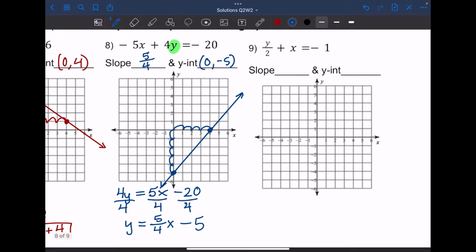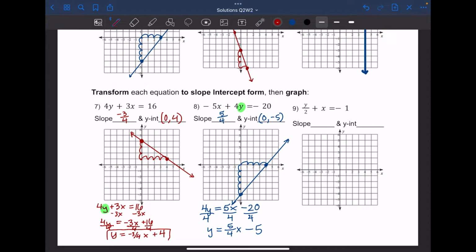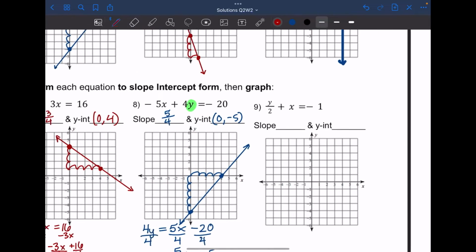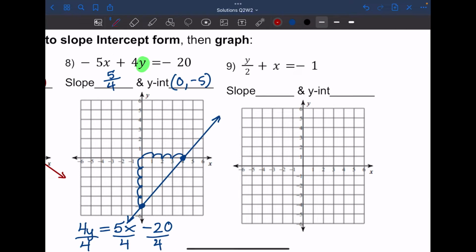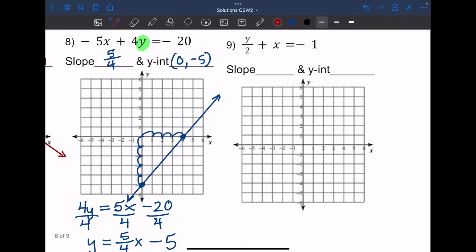Now number 9 here, the other two were kind of in standard form. The x and y were both on the left-hand side, and they were a little out of order. The first one had the y term first. But this one, this is not standard form. We can still take some steps to put this in slope-intercept form anyways. I am going to use the same steps, but let's identify where y is first. I'm getting ahead of myself.